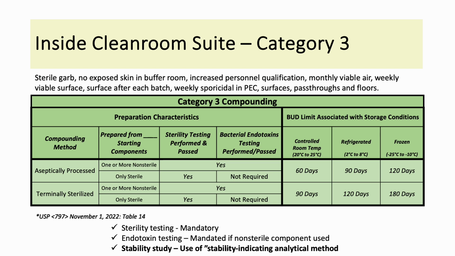Category 3 compounding is also done in a full cleanroom suite. However, we approach more of a CGMP type process, where only sterile garb is used, no exposed skin is allowed in the buffer room, and there's increased personnel training, increased environmental monitoring, and increased cleaning. We also look to see if something is being aseptically processed or terminally sterilized. We also want to see if we are using any non-sterile components or if only sterile components are being used, and what type of testing is being done on our final CSP. All this will help determine what type of beyond use date may be assigned to a Category 3 compound.